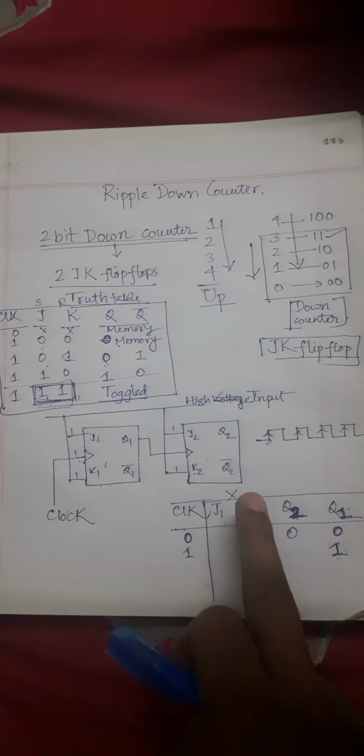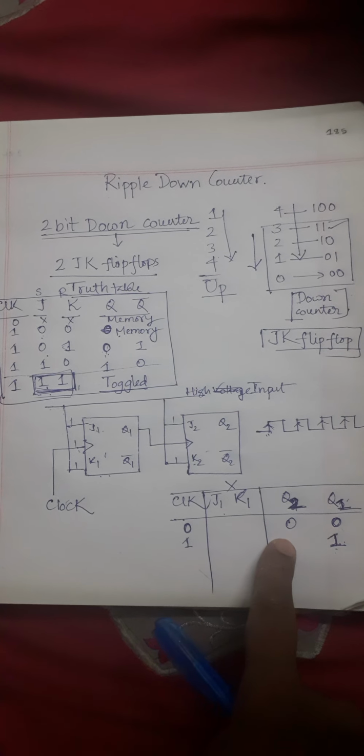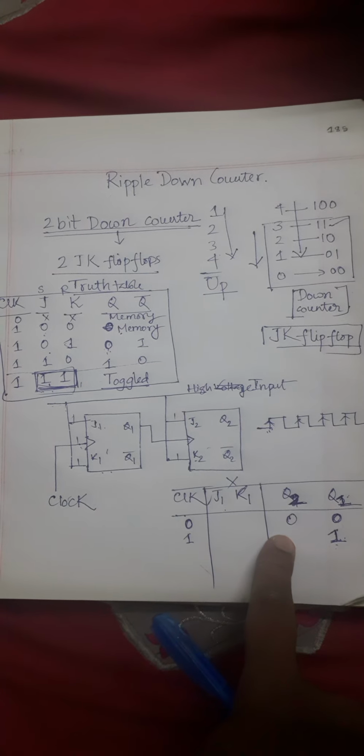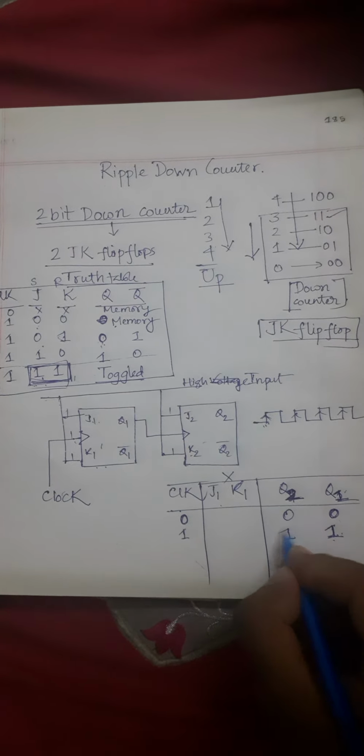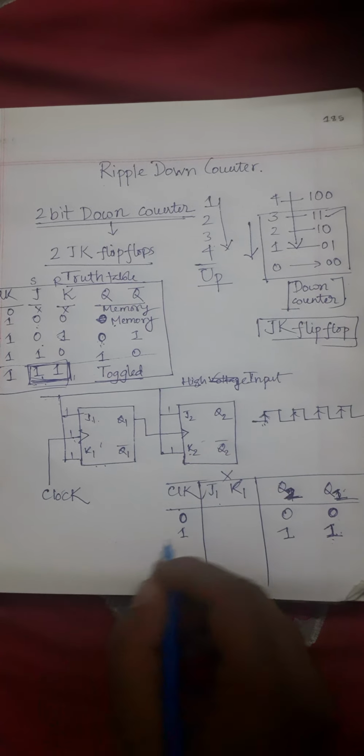Let's see what is the output stored in q2 right now. The output previously stored was 0, so if it gets toggled it should become 1. Fine, I hope this is understood.